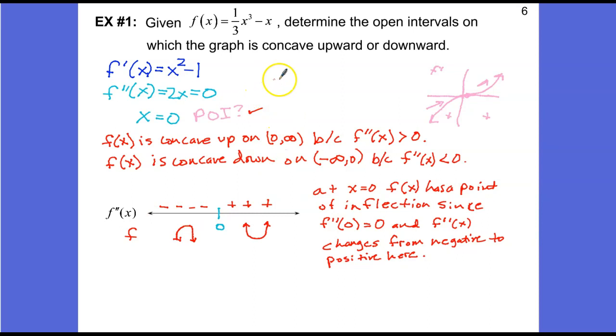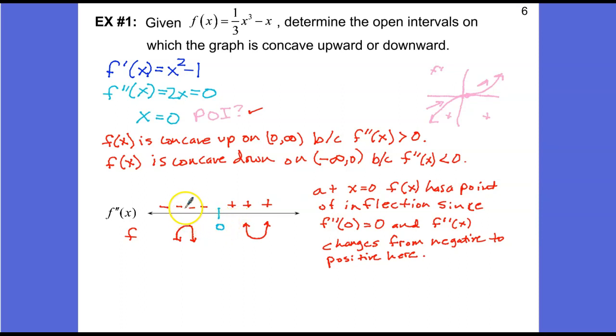Alright, so looking for open intervals of concave up and concave down, all we have to do is take the second derivative of the function, set it equal to 0, and we have a candidate for a point of inflection. Then set up a sign chart for f double prime and plug numbers in on either side of our possible point of inflection.